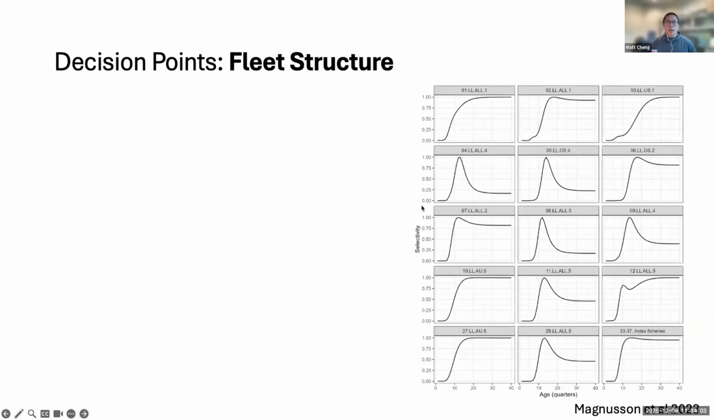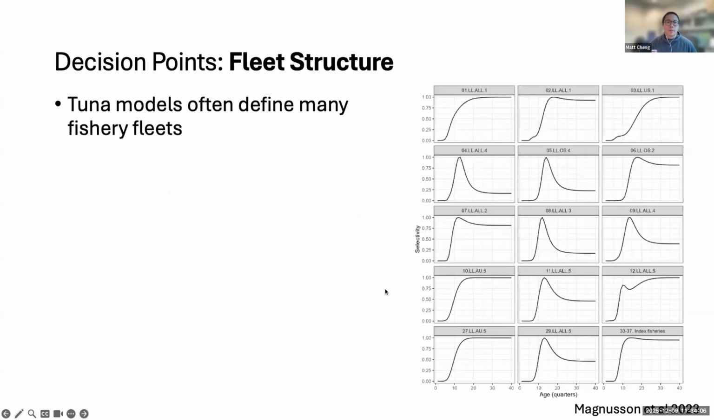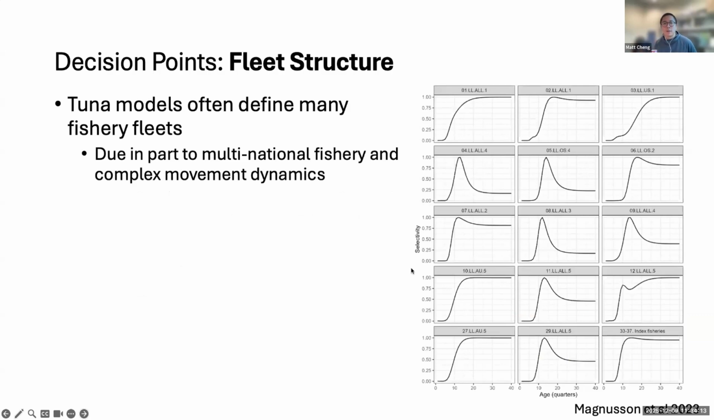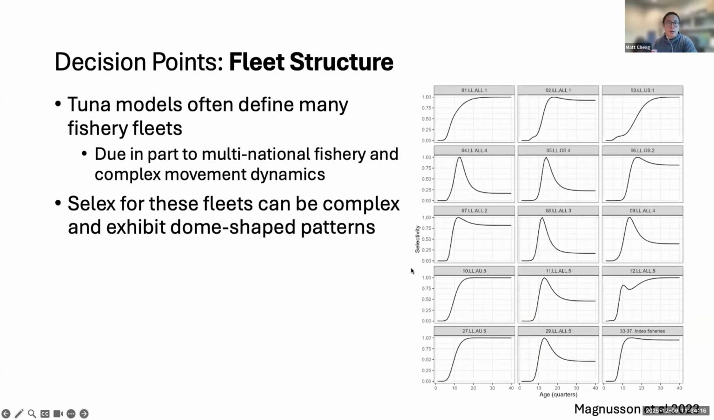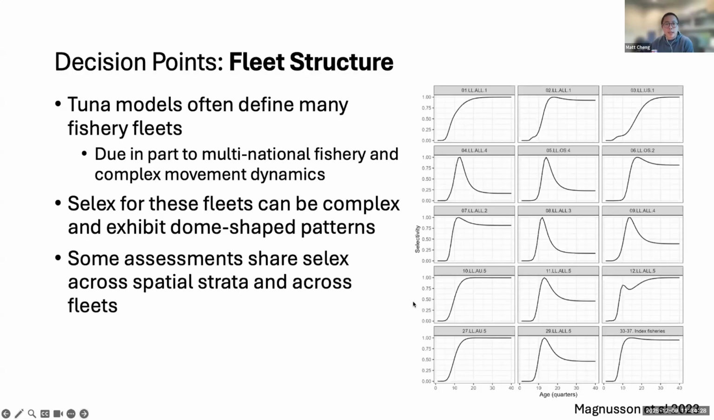So the last thing I'll talk about is fleet structure. For tuna models, there's often a wide range of fleets that are defined, given the multinational nature of these fisheries. And so selectivity for these fleets can potentially be extremely complex and exhibit dome-shaped patterns. In some cases, selectivity might also be shared or mirrored across fleets. In this example, the middle row, those two panels are likely two different fleets sharing selectivities.